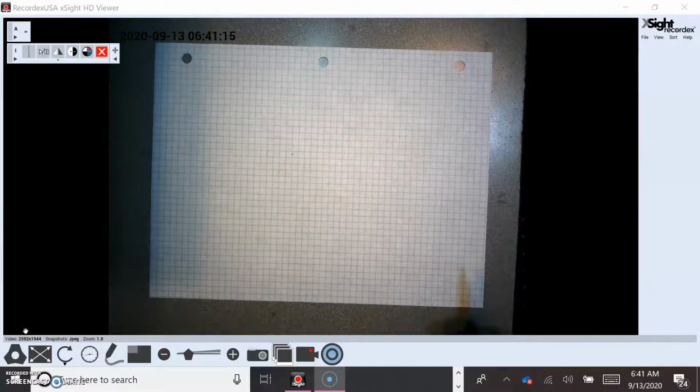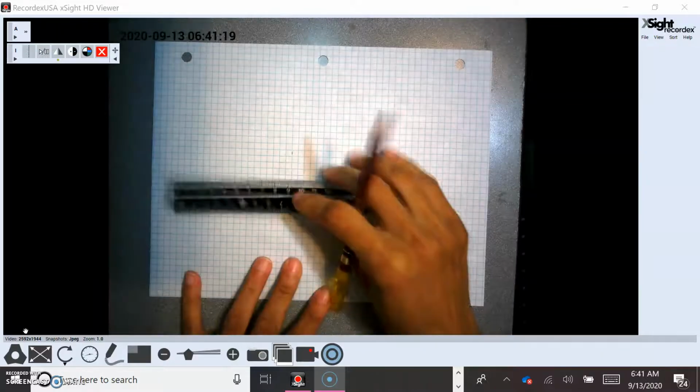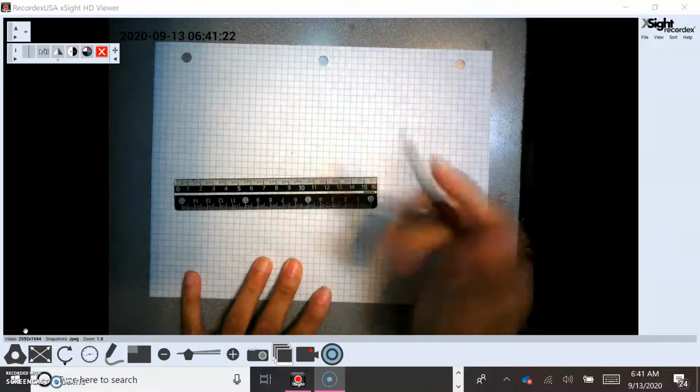So today we are going to make a graphic organizer for this week to help you with rotations. First thing you need is a piece of paper, a ruler, and a pencil.